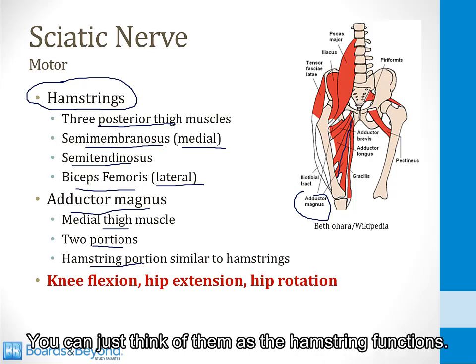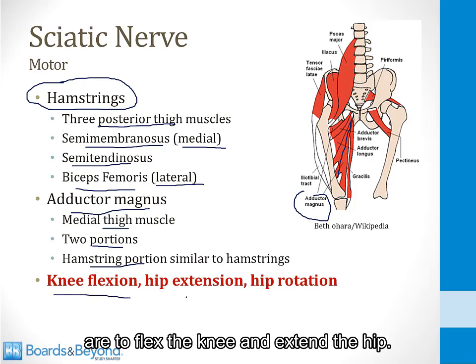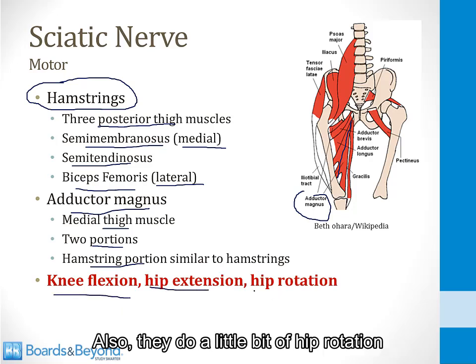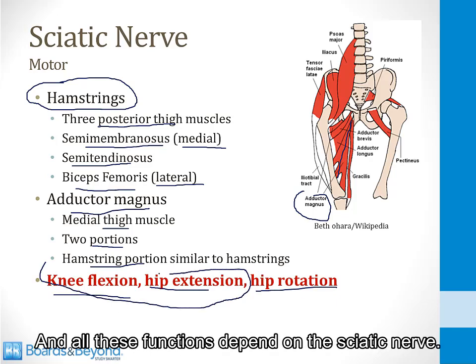You can just think of them as the hamstring functions, and the major functions of the hamstrings are to flex the knee and extend the hip. Also, they do a little bit of hip rotation, but most importantly, they flex the knee and extend the hip, and all these functions depend on the sciatic nerve.